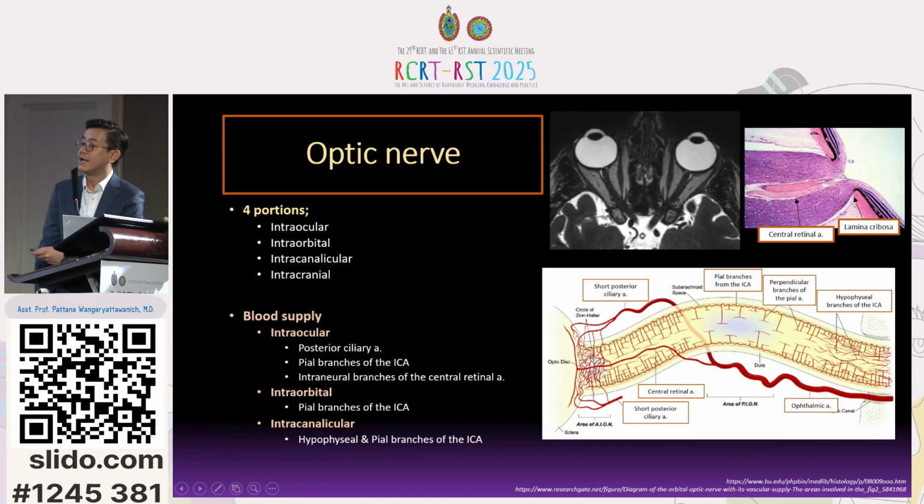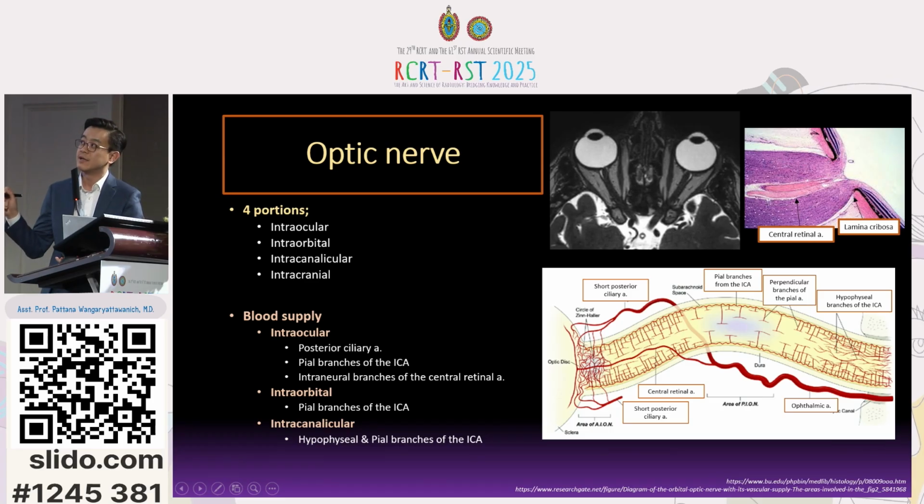Okay, next structure is the optic nerve. So the optic nerve is pretty unique and is a little bit different from other cranial nerves. The optic nerve is like an extension of the brain that connects the brain to the globe. The optic nerve can be divided into 4 different portions.